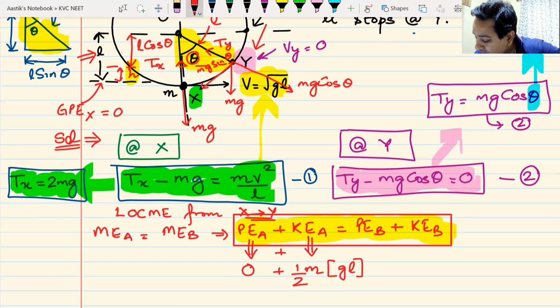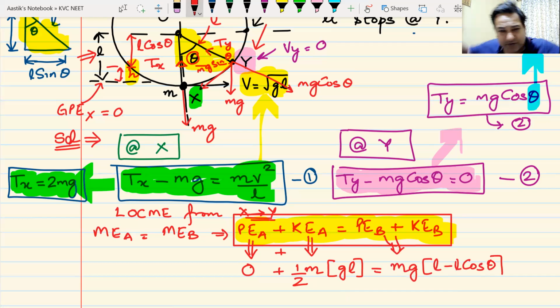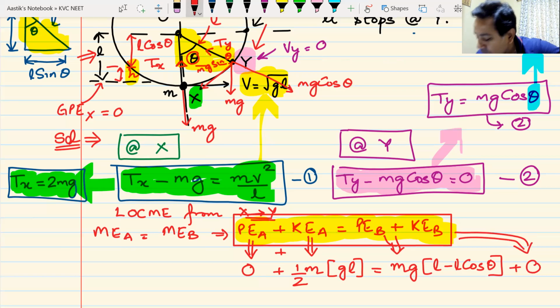Great. That will be equal to potential energy at point B. Now, how do I find the potential energy at point B? This is mg into h. What is the value of h? h is L minus L cos theta. Do we all understand this? Can I have some raise hand once again? Yes, sir, we understand this. Plus the kinetic energy at point B. The kinetic energy at point B is 0.